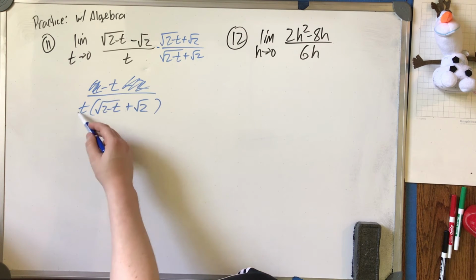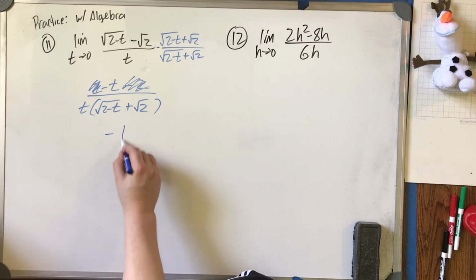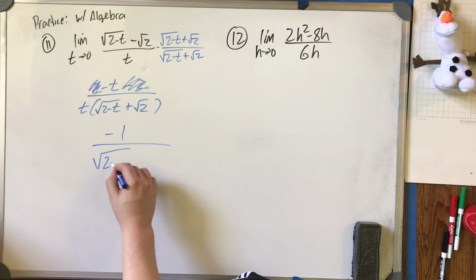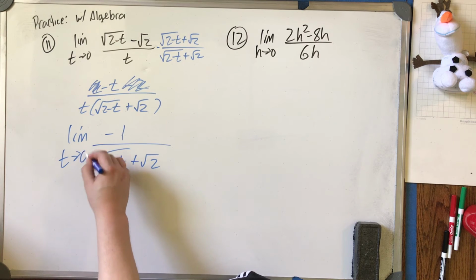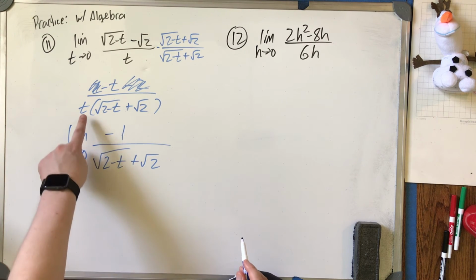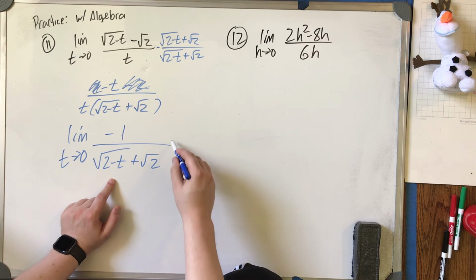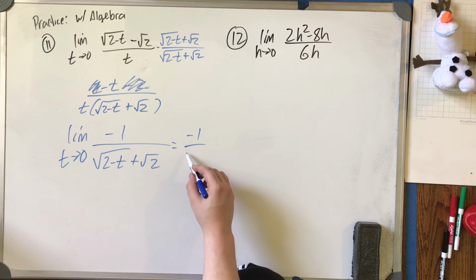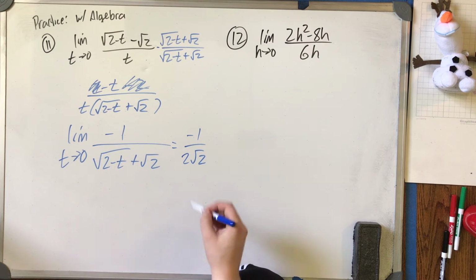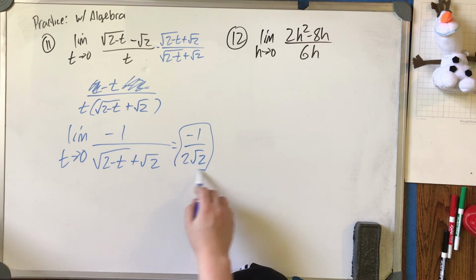And then I get minus t over t, so that's going to be a minus 1 over the square root of 2 minus t plus the square root of 2. And we're doing the limit as t approaches 0. So now that we've eliminated that t right there, we can direct substitute. And I will get negative 1 over the square root of 2 plus the square root of 2. So that is going to be 2 rad 2. We could rationalize this if we want to. I'm not going to bother.